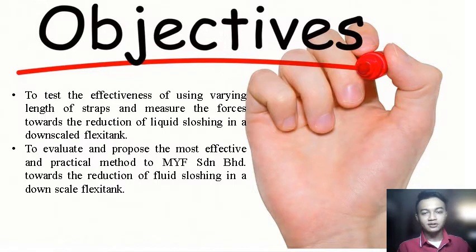So the objective of this study is to test the effectiveness of using varying lengths of straps and measure the forces towards the reduction of liquid sloshing in a downscale flexi tank. Second is to evaluate and propose the most effective and practical method to MYF Sendirian Berhad towards the reduction of fluid sloshing in a downscale flexi tank.